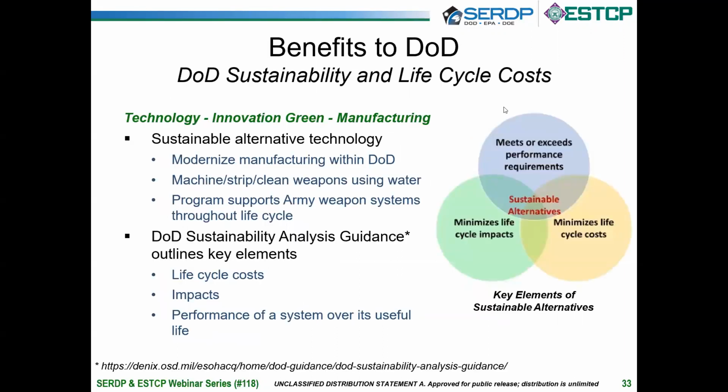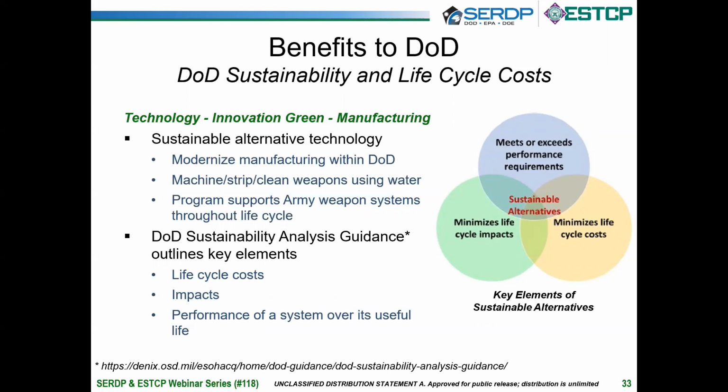Frank, do you want to talk about the sustainment and the life cycle costs? Yeah, absolutely. One of the key parts of our ESTCP program is to conduct a sustainability analysis. If you look to the right, the three circles, we want to minimize life cycle impacts and minimize life cycle costs in weapon systems. What we're attempting to do is modernize and exceed performance requirements that we currently have, at least in the manufacturing, and meet at least the criterion that we have for weapon systems performance.